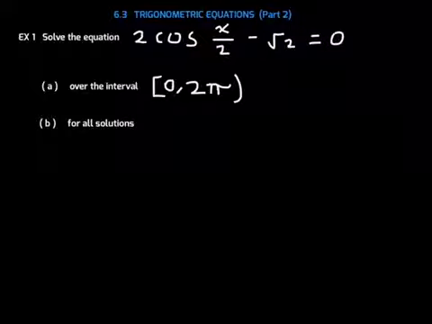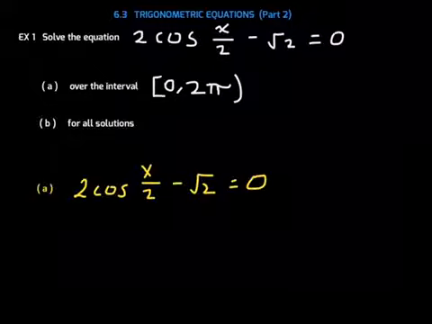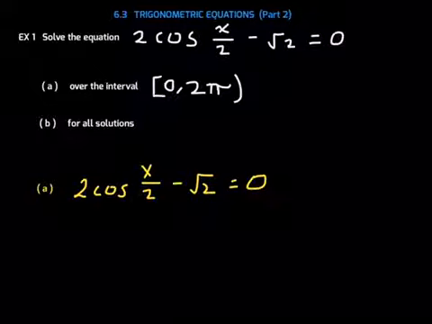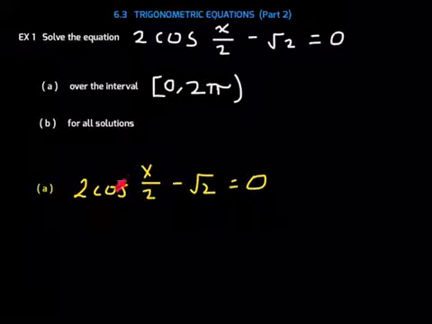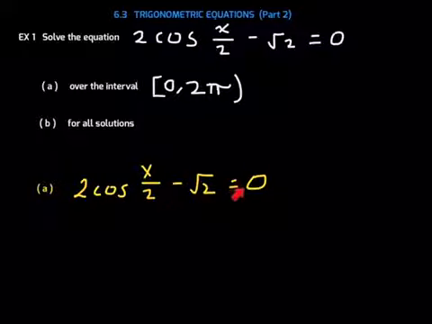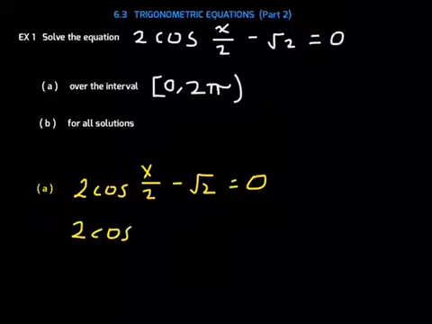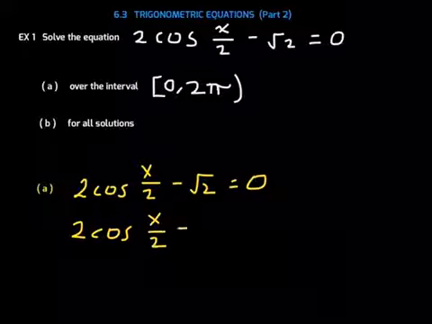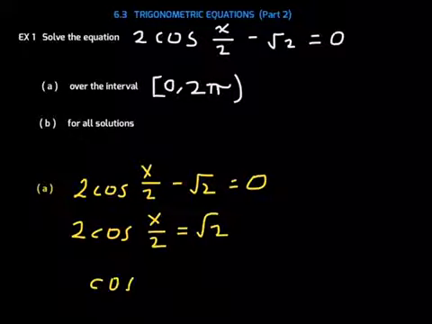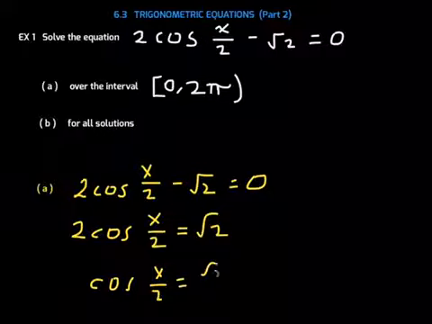Let's go. My first thought is to isolate the function, to isolate cosine of x over 2. So I'm thinking we should add root 2 to the other side, and when we're done adding root 2, we'll divide both sides by 2. When you add root 2 to the other side, you get 2 times cosine of x over 2 is equal to positive root 2. And then when you divide both sides by 2, you get cosine of x over 2 is equal to root 2 over 2.